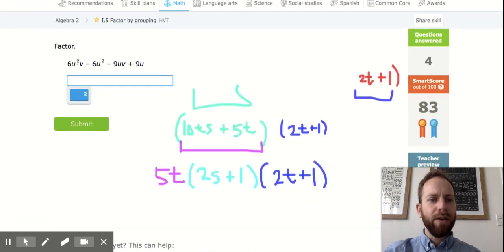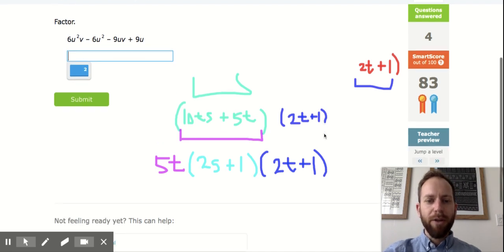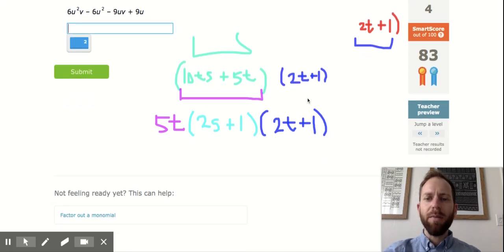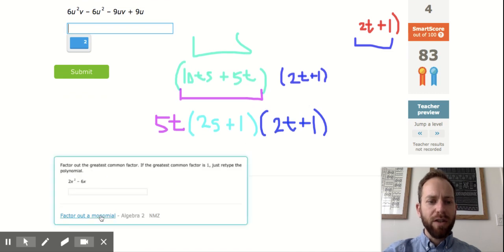Right, so now you see how to do it when you have two variables also. Good luck with this topic. Again, if you're struggling with it in the beginning stages, try and do this one first, factor out a monomial.